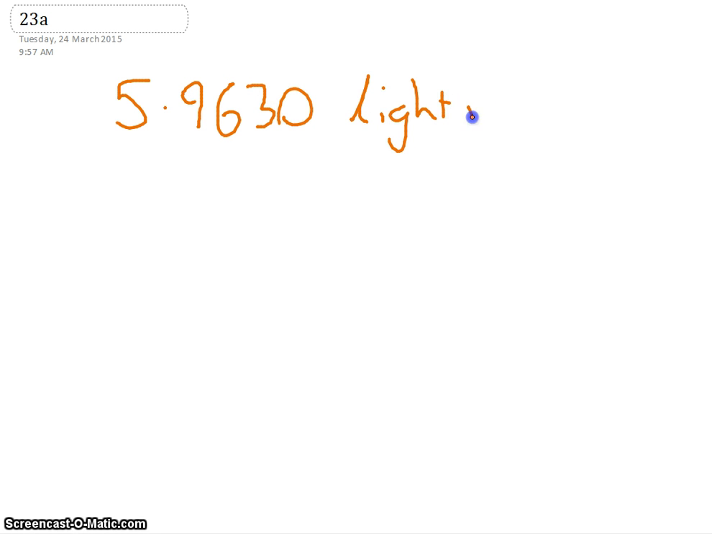All right. So, imagine you were actually looking at a star. Now, let's say that this star is 5.9630 light years from Earth. Now remember, light years is a measure of distance, not of time. It is the distance that light travels in a year.